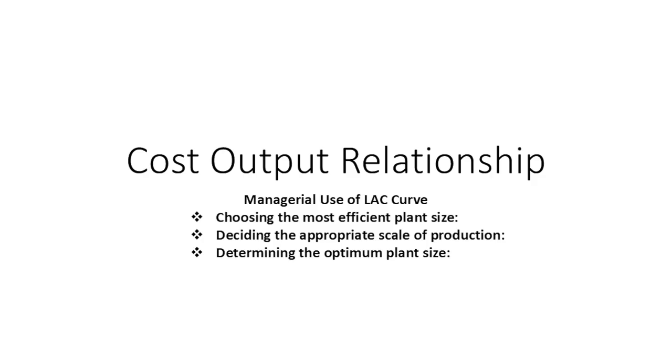Now, the third managerial use of long run average cost is that it helps the managers in determining the optimal plant size. The long run average cost enables the firm to identify the ideal plant size where resources are used the most efficiently, which results in the lowest average production cost.